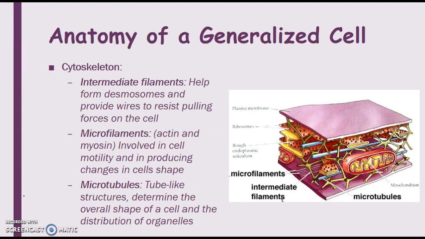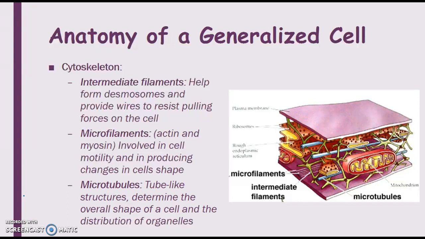There are 3 big components to the cytoskeleton that we're going to talk about. The first is intermediate filaments. Intermediate filaments are what help form those desmosomes that we talked about earlier. Remember, desmosomes are those proteins that help anchor cells to each other to resist any mechanical stress, so wear and tear on the cell.